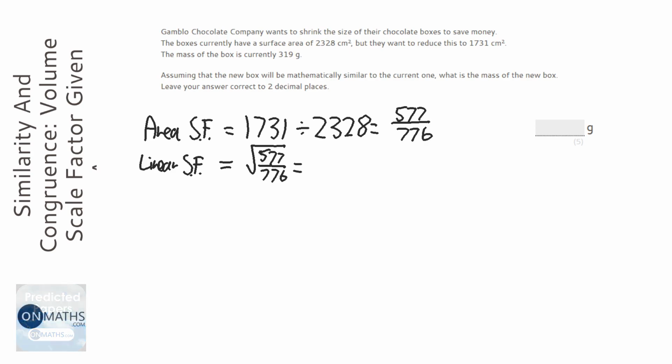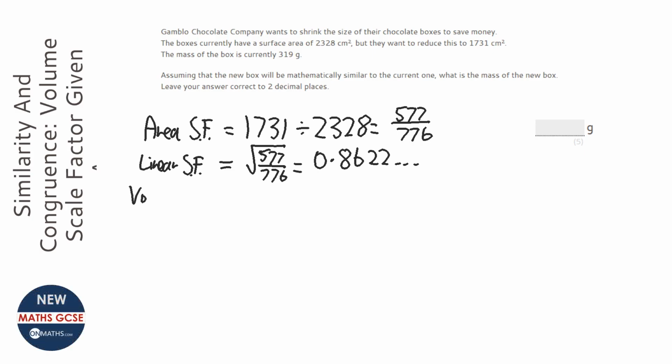Press equals, and it now gives me a decimal of 0.8622, blah blah blah. And when I do the little dashes at the bottom there, I'm showing the examiner that I'm going to keep it in my calculator. I'm not going to round it. Right, so we need to work out the volume scale factor.